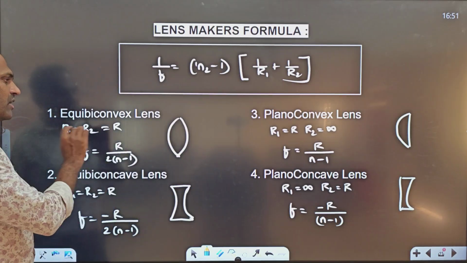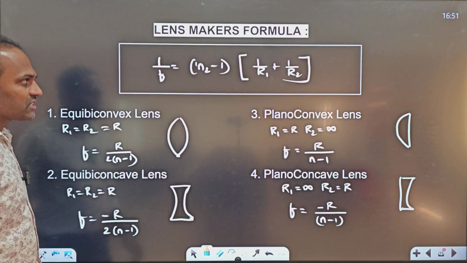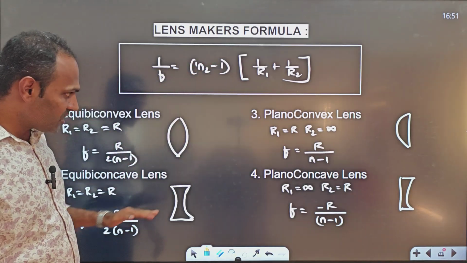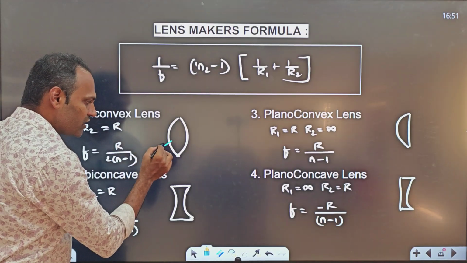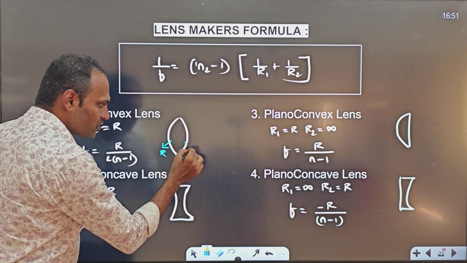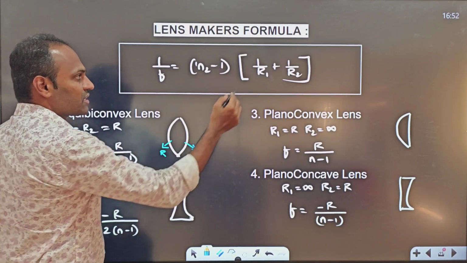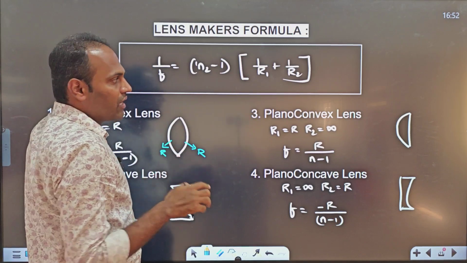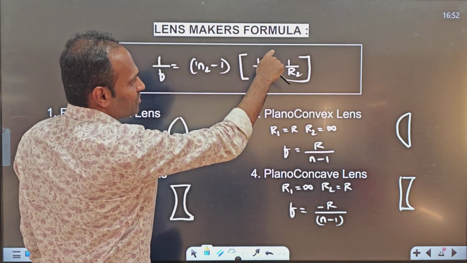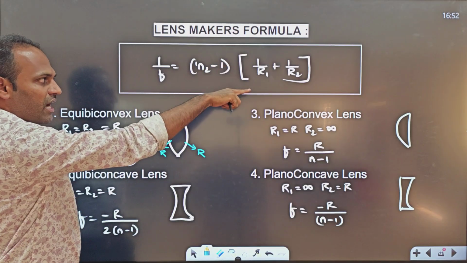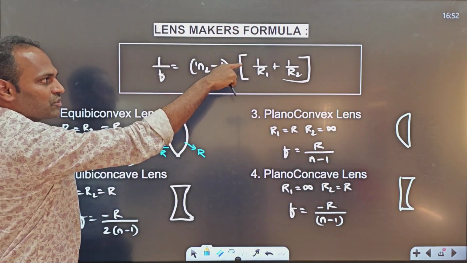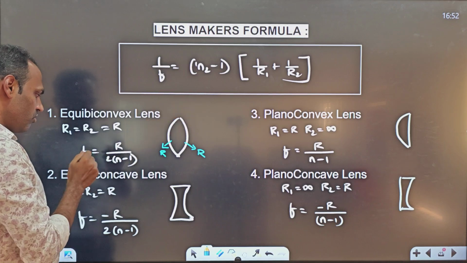Next, look at the equibiconvex lens. If it is an equibiconvex lens, the radius of curvature of this and the radius of curvature of this both will be same. That means r1 and r2 both are equal, right? So this will be 1 by r plus 1 by r, which will be 2 by r, right? So 1 by f is equal to (n minus 1) into 2 by r, that is 2(n minus 1) divided by r. If you write f, you will get this much.